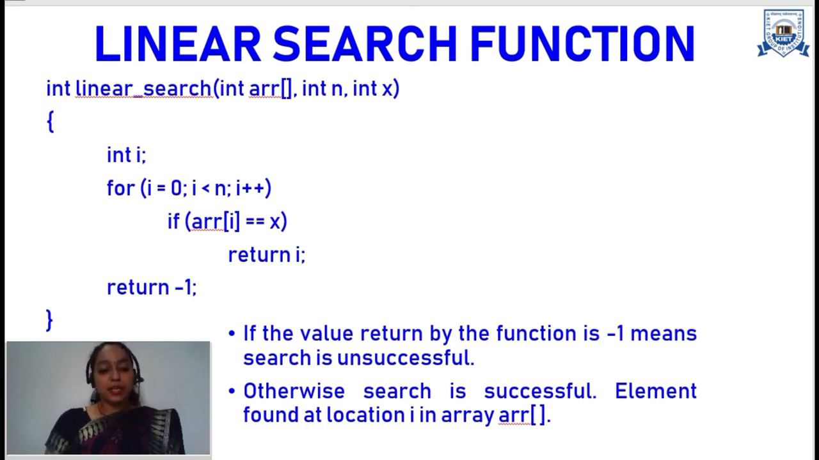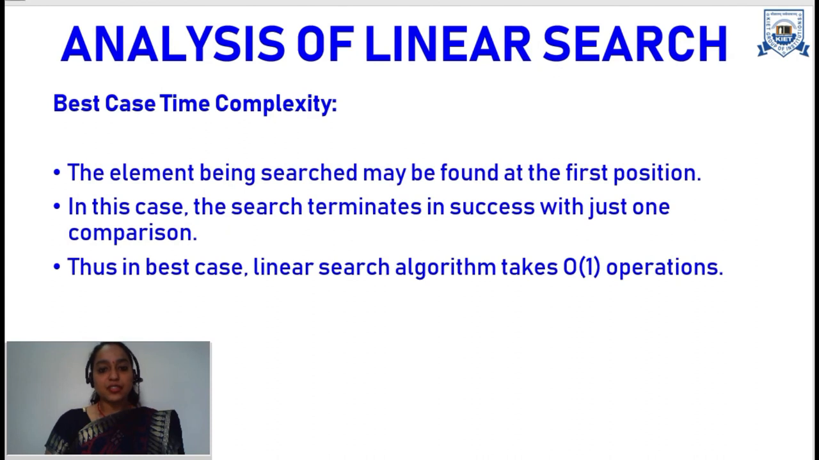Next we will be discussing the analysis of linear search. In the analysis of linear search, first is best case time complexity. Best case means that with the minimum number of comparisons we were able to find the element. Our search was successful, we were able to find the element.